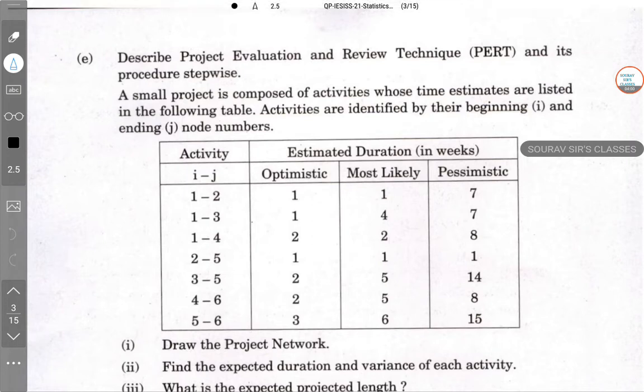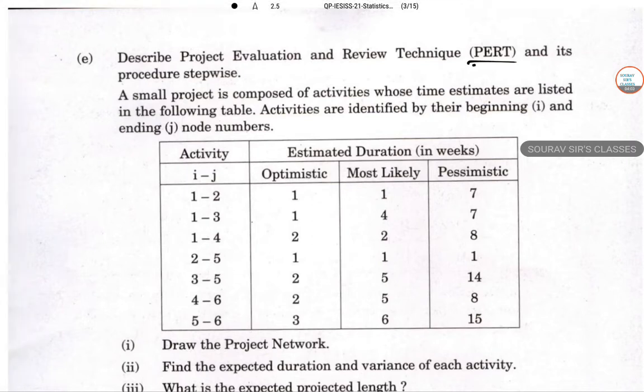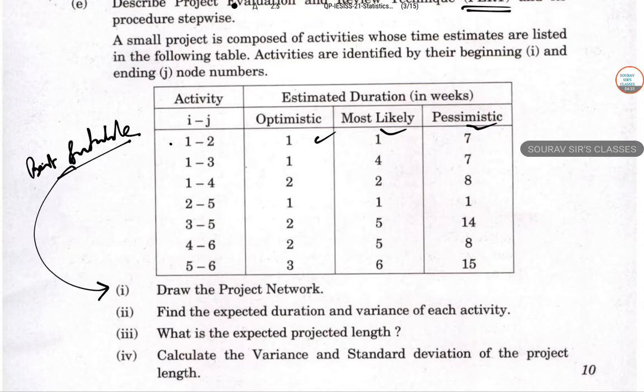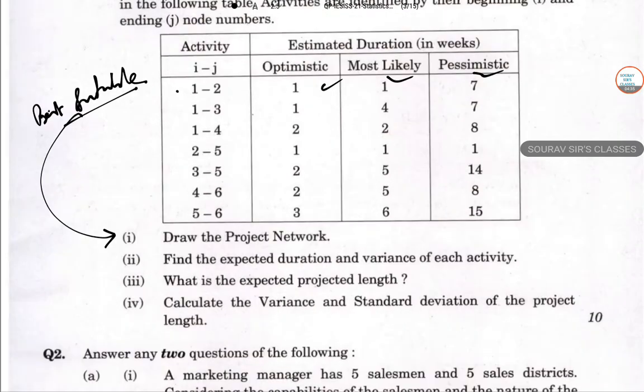Describe the project evaluation and review technique, a PERT CPM type question, and its procedure stepwise. A small project is being taken, with activities like IJ. Here the estimated durations are optimistic, most likely, and pessimistic, and you draw the project network. The main problem with this one is that it is a little bit longer, but choosing it is obviously important because it has some sub-sectional analysis as well.